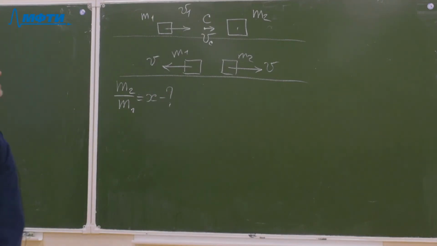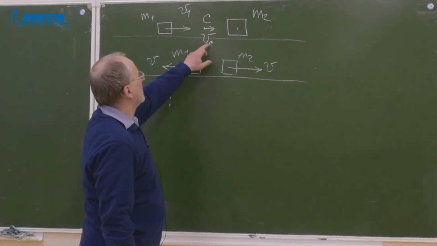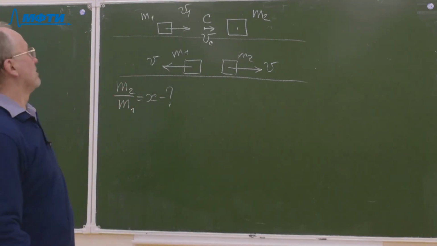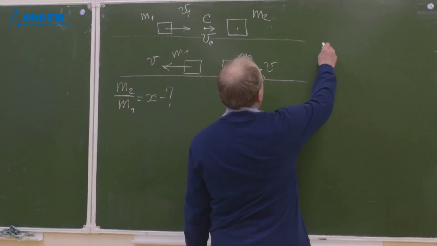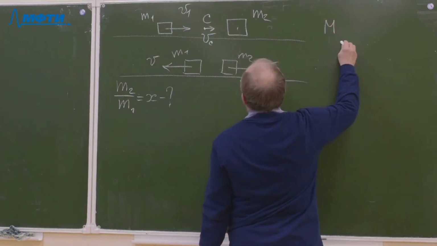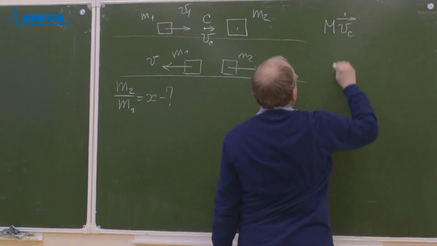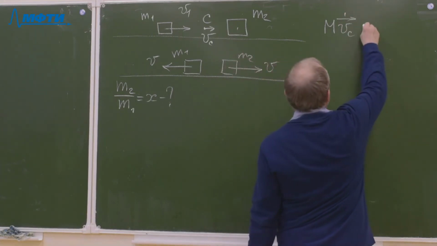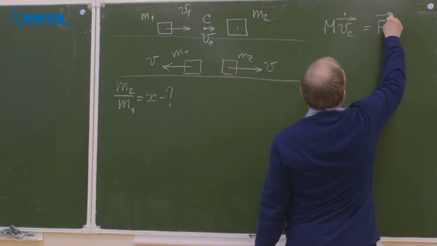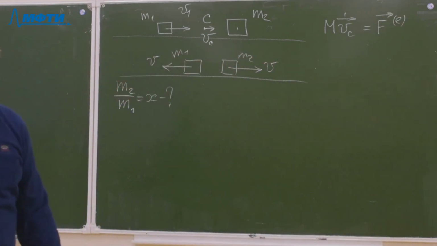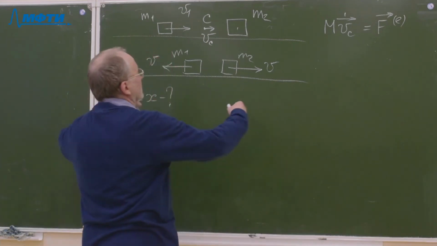And the theorem on the motion of the center of mass tells us that the total mass of the system times the acceleration of the center of mass is what? The net external force. In our case, the net external force is zero.